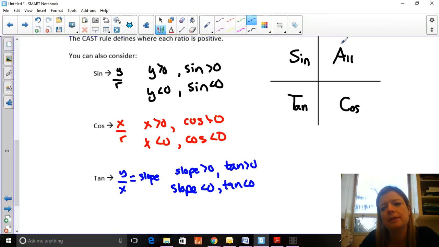So slope is positive in this quadrant and this quadrant, right? A line this way or this way, that would be a positive slope. So tan's positive there. And in either one of these quadrants, the line would be sloping negatively. So tan is negative there. Isn't that just so exciting?